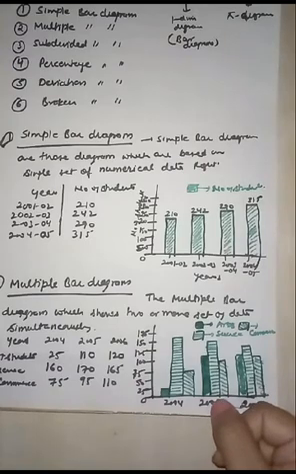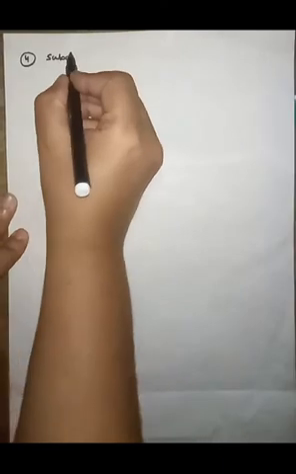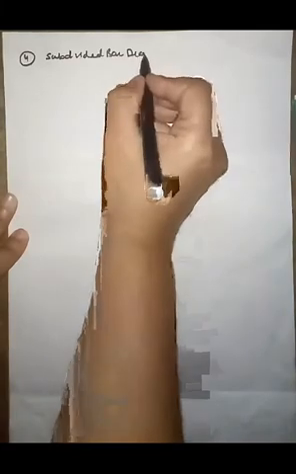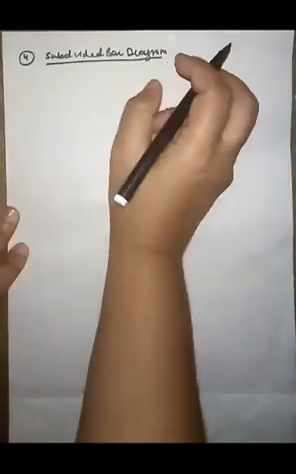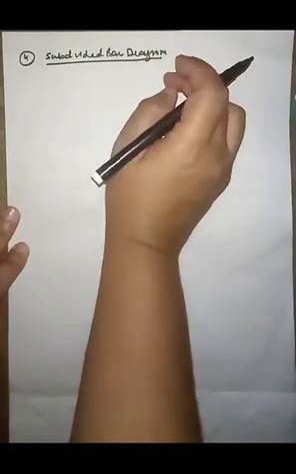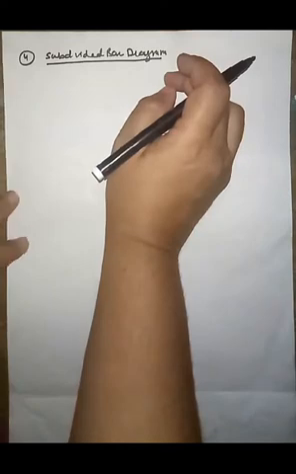Now next I will come, friends, to the other kind of type, the fourth one, the subdivided bar diagram. It is also known as component bar diagram, right friends? So what is it? Subdivided bar diagram, friends. In this diagram, the single bar is subdivided into various parts or components, right?